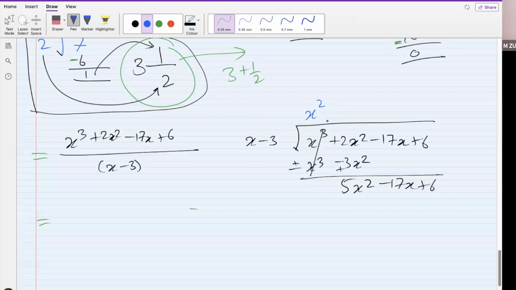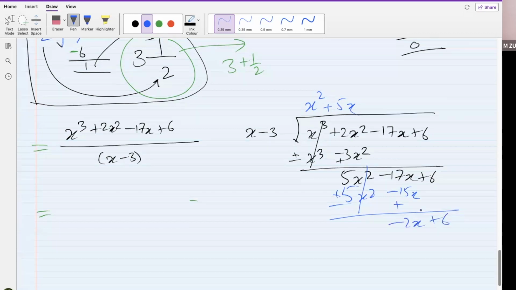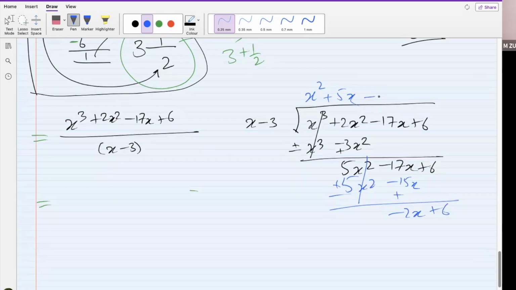Then you divide it again, plus 5x to get 5x square. 3 into 5 is negative 15x. You change the signs, cancels out. This is minus 2x plus 6. Then you divide this with minus 2. So minus 2, this is minus 2x plus 6. You change the signs and the remainder is 0. So when you divide these two, this is x square plus 5x minus 2. Because there is no remainder, this is the answer.